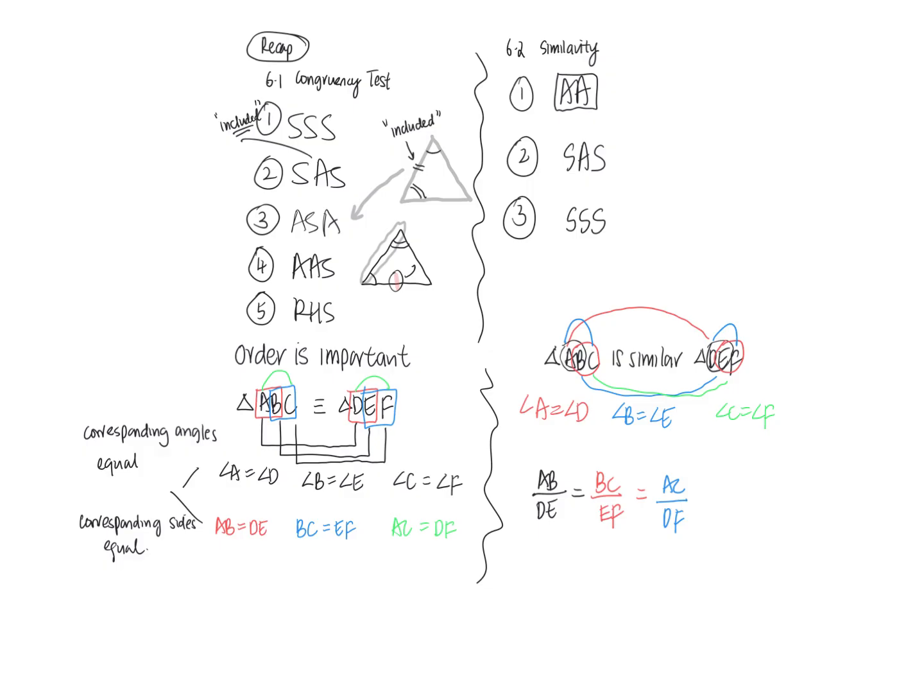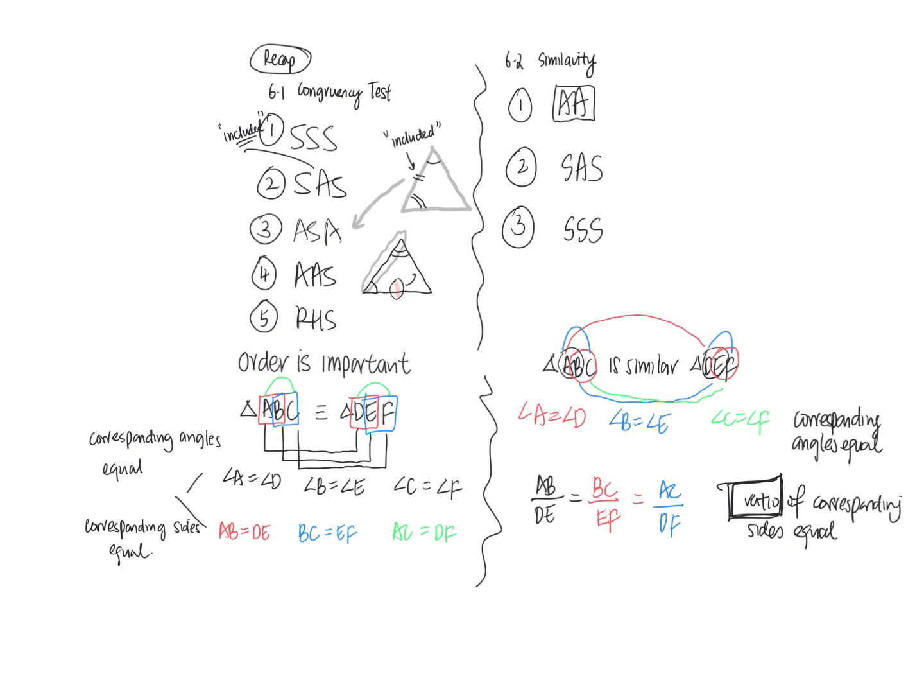So the only difference is same thing, corresponding angles equal. But ratio of corresponding sides is the ratio. So the difference is this one we talk about ratio, not the exact length. Okay, but for congruency, we are talking about the exact length. So this is the overview for 6.1 and 6.2. Can? See, this one whose one? This one is Alexia's one.